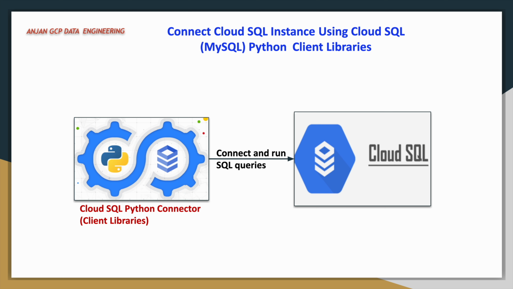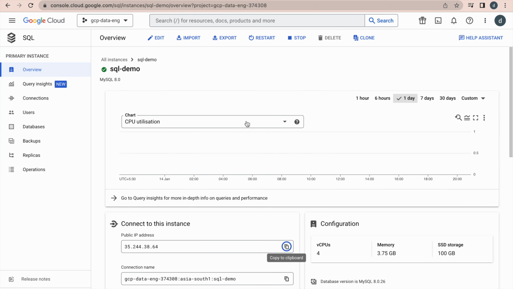In this demo, I already have the code in place, so I will walk through that code where we'll try to connect to the Cloud SQL instance. We'll set up the connection using this connector's methods and classes, and then run some SQL queries, some DDL and DML. So let us move to the demo.